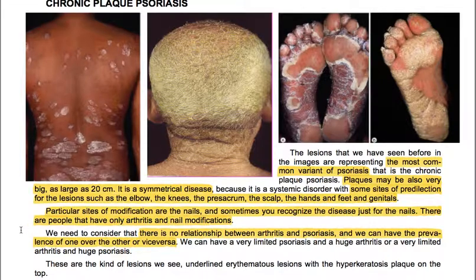Particular sites of modification are the nails, and sometimes you recognize the disease just from the nails. There are people that have only arthritis and nail modifications. We need to consider that there is no relationship between the severity of arthritis and psoriasis, and we can have the prevalence of one over the other or vice versa. We can have a very limited psoriasis and a huge arthritis, or a very limited arthritis and huge psoriasis.